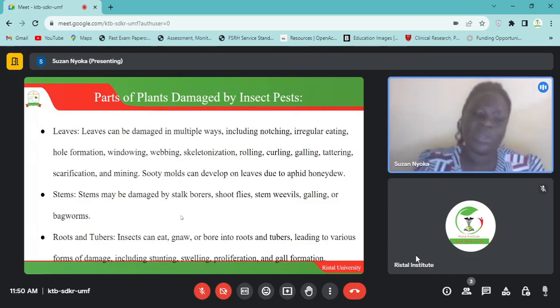They also destroy roots and tubers. Insects can eat, gnaw, or bite persistently, or bore into roots and tubers, leading to various forms of damage, including stunting, swelling, proliferation, and gall formation.